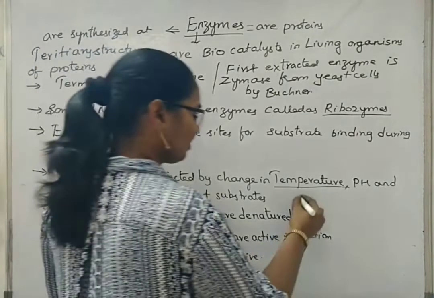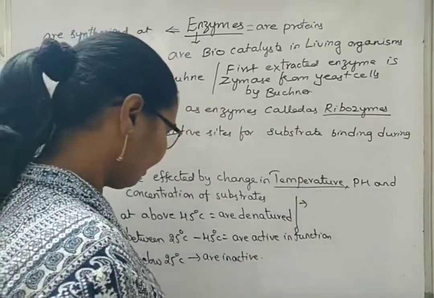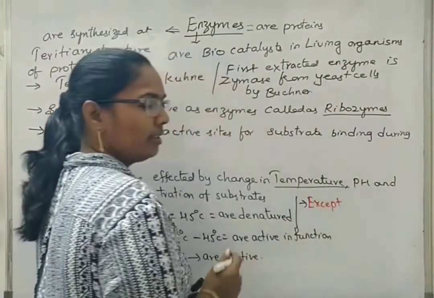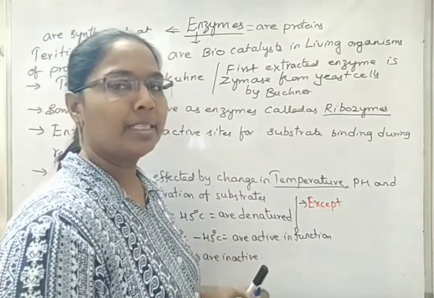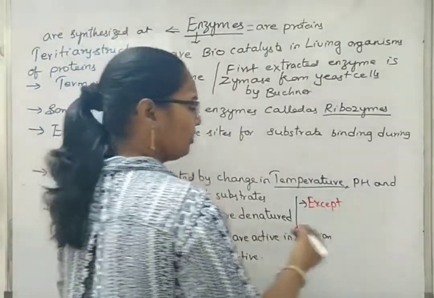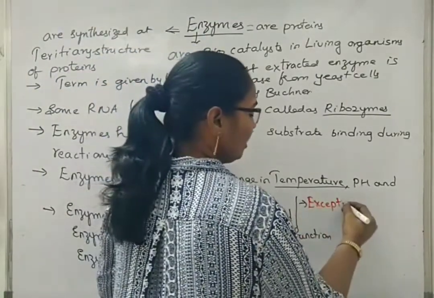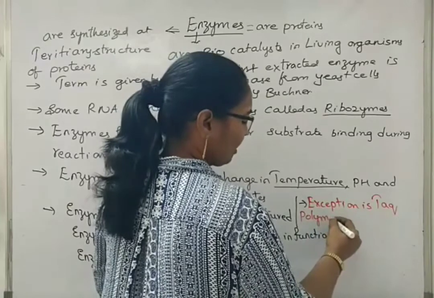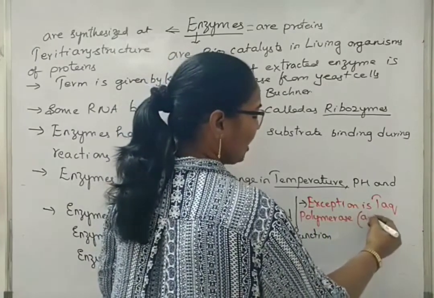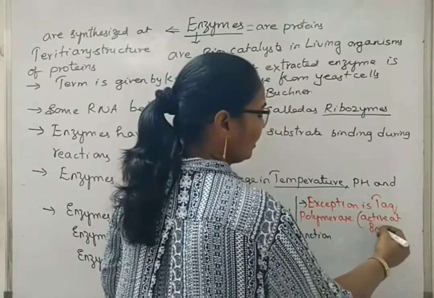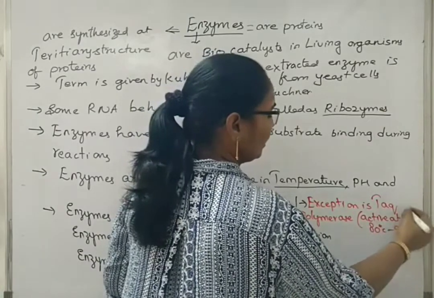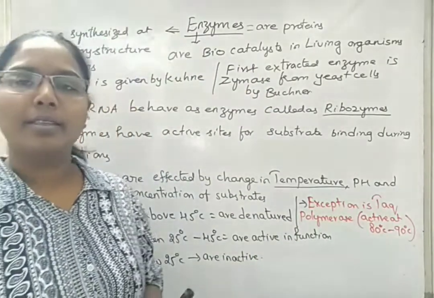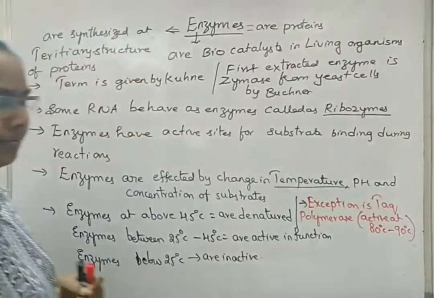But here there is an exception, which you will read in the biotechnology application part during the PCR technology. You will read about this Taq polymerase during the extension step. The exception is Taq polymerase, which is active at 80 degrees centigrade to 90 degrees centigrade also. This Taq polymerase is also called the DNA polymerase of the Thermus aquaticus organism.